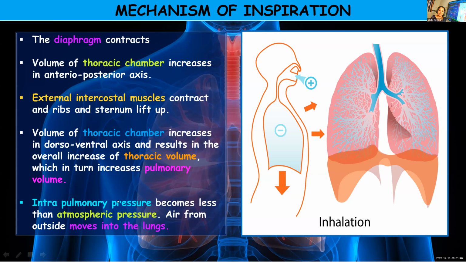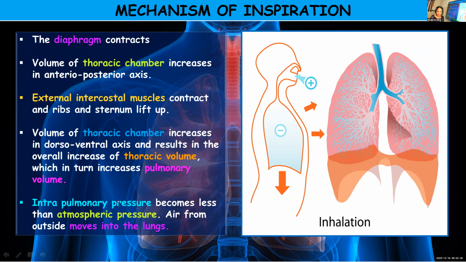And if you know the changes taking place when you inhale, you can easily tell the points when exhalation is taking place. What all changes will take place when exhalation happens. So once again, I will repeat: the diaphragm contracts or moves down. That will help in increasing the thoracic volume. The diaphragm is bordering it at the lower side. So when the diaphragm contracts and moves down, the volume of the thoracic chamber will increase in the anterior posterior axis.